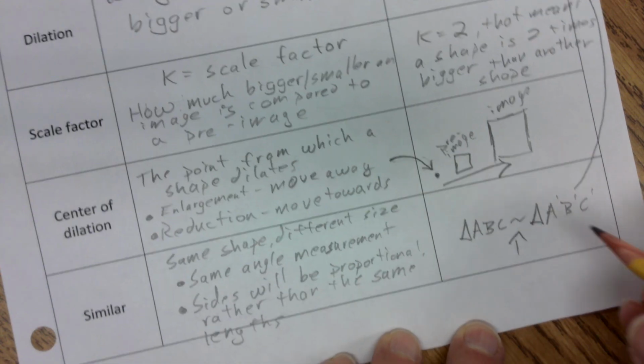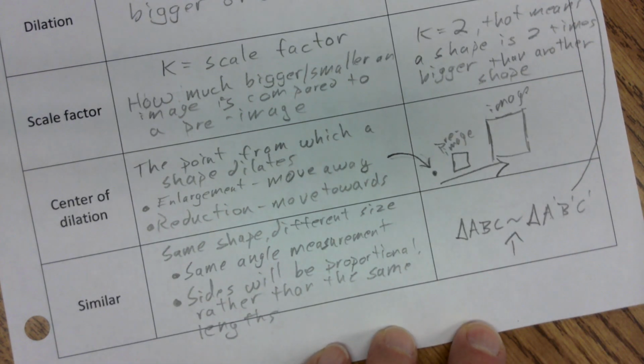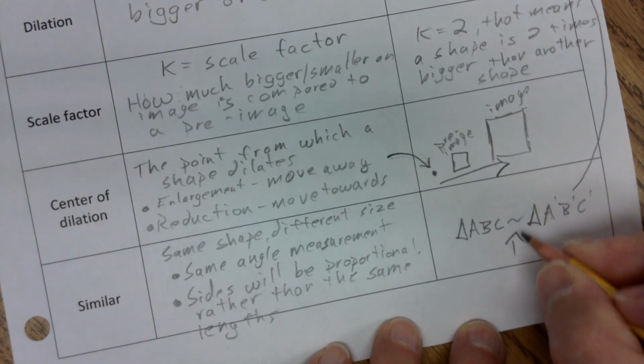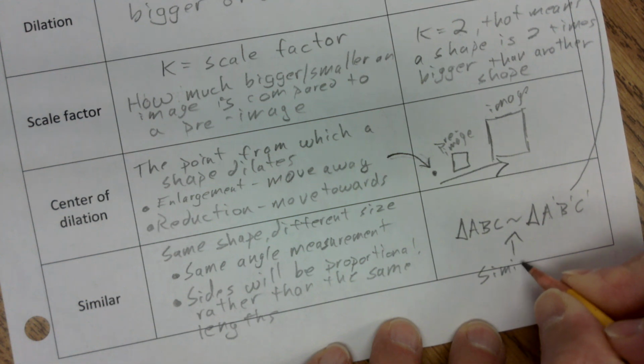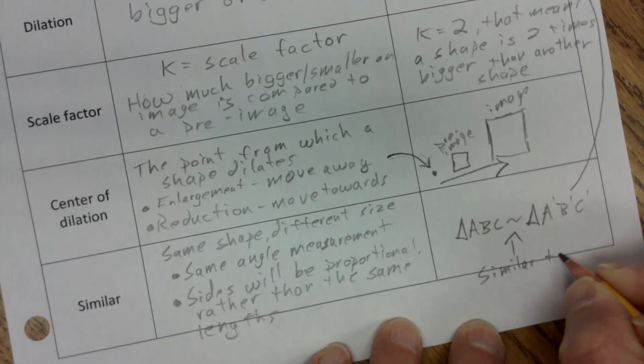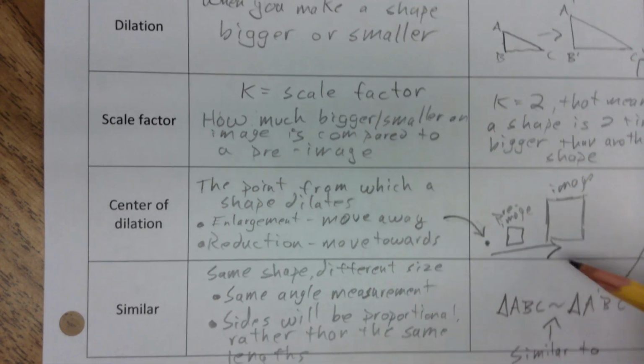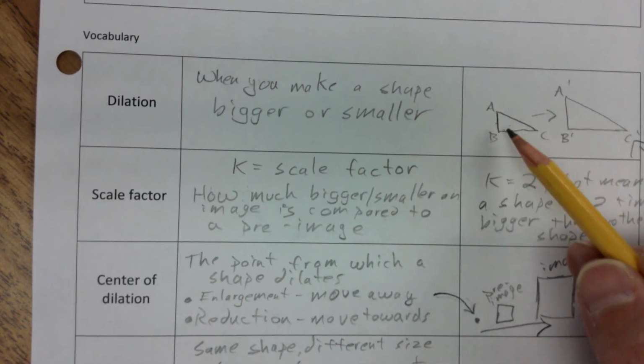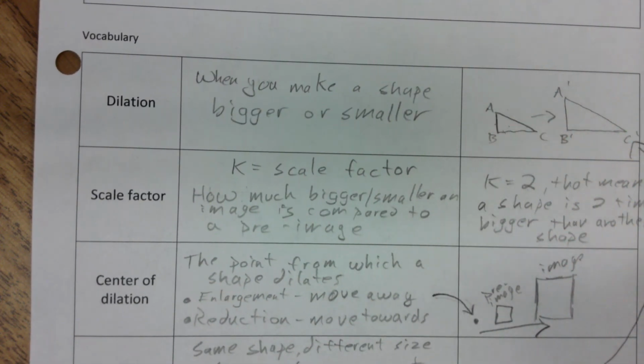That symbol, that little wave there, like the tilde, if you speak Spanish, that's kind of where you would find it on a keyboard. It just means is similar to. So these two shapes are similar because they're the same shape, but different sizes. The sides are in proportion to each other.